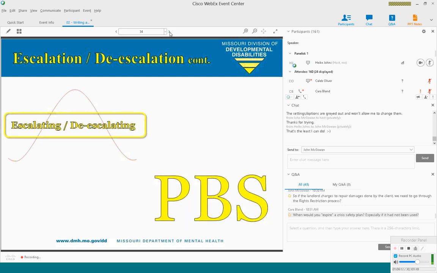And finally, most PBS curricula, and probably all, have strategies to help an individual de-escalate. So what's your agency's strategy? Do you use tools of choice? Is it something else? Figuring that out, what is the strategy that we're supposed to use?